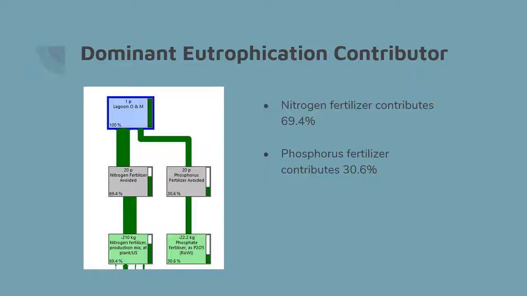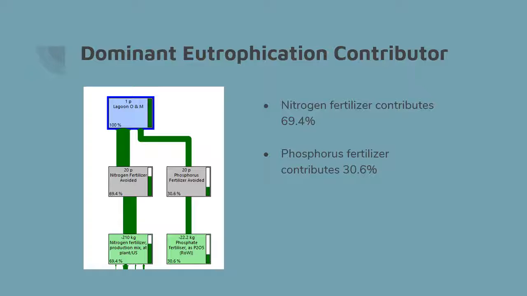The network configuration in the figure shows the eutrophication potential input from the lagoon operation and maintenance phase. The nitrogen fertilizer avoided is the dominant contributor to the eutrophication process, contributing 69.4% to the total process during the operation and maintenance process. The phosphorus fertilizer avoided contributes 30.6% to the eutrophication potential of the lagoon operation and maintenance.